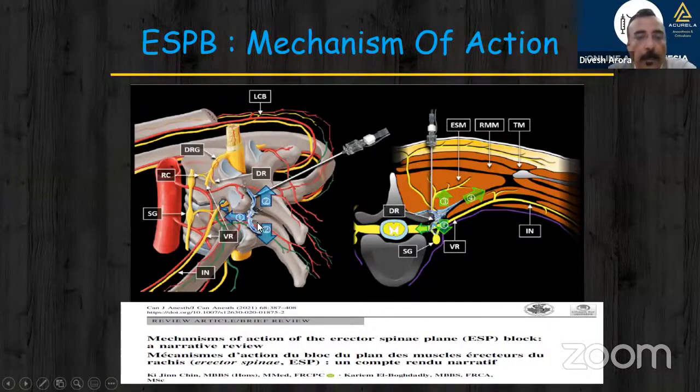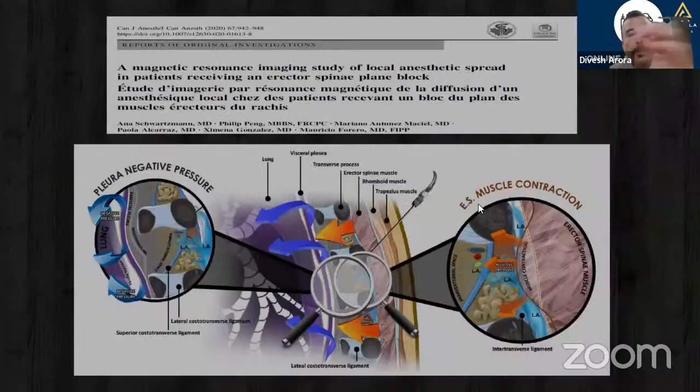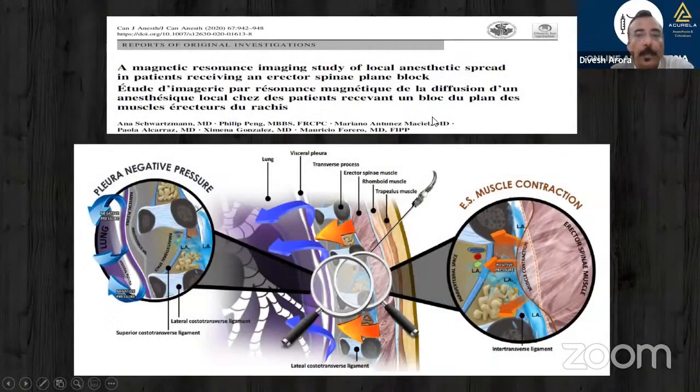Once we inject our local anesthetic underneath the erector spinae muscle, it diffuses in the craniocaudal direction, which we all know. But it certainly gains entry towards the paravertebral space. Some local anesthetic also diffuses towards the epidural space, and there is also a lateral spread. The mechanism explained recently by MRI studies in the Canadian Journal of Anesthesia 2020 found that the pleura exerts a negative pressure once the patient wakes up. So the drug gets pulled towards the paravertebral space, thereby blocking the ventral rami. Plus, once the patient wakes up, there are active erector spinae muscle contractions happening.